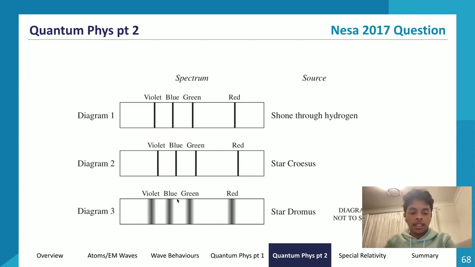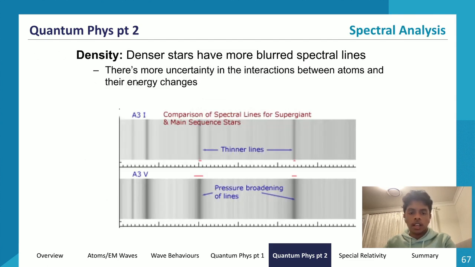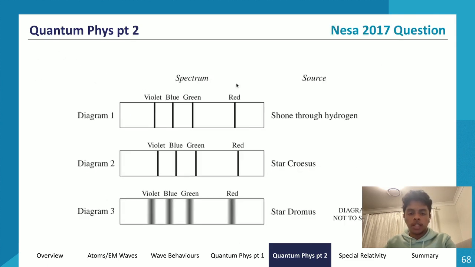What's another thing that I can see? Well, if I look over here, it's quite blurry, right? And what does this blurry indicate? Well, it indicates the density of the star. So denser stars have more blurred spectral lines. So let's compare the blurriness of diagram 2 to diagram 3. Diagram 3 is a lot more blurry than diagram 2. What does that mean? It means star Dromis is a lot more blurry than star Croesus. Or star Dromis is a lot more dense than star Croesus.